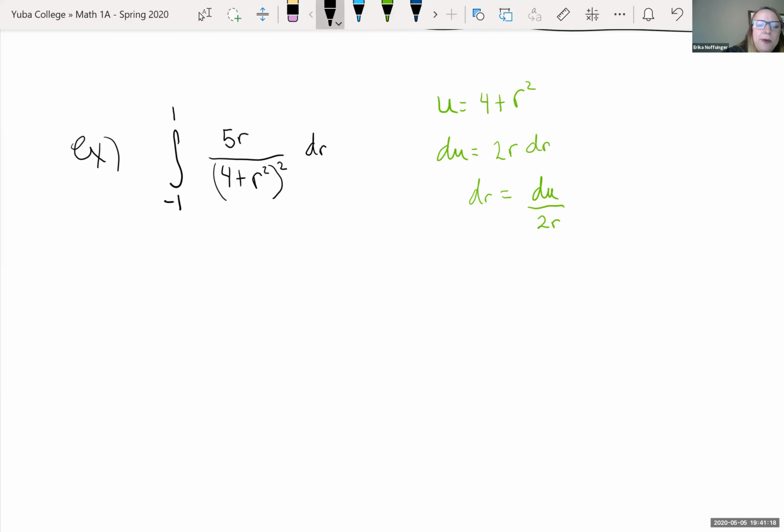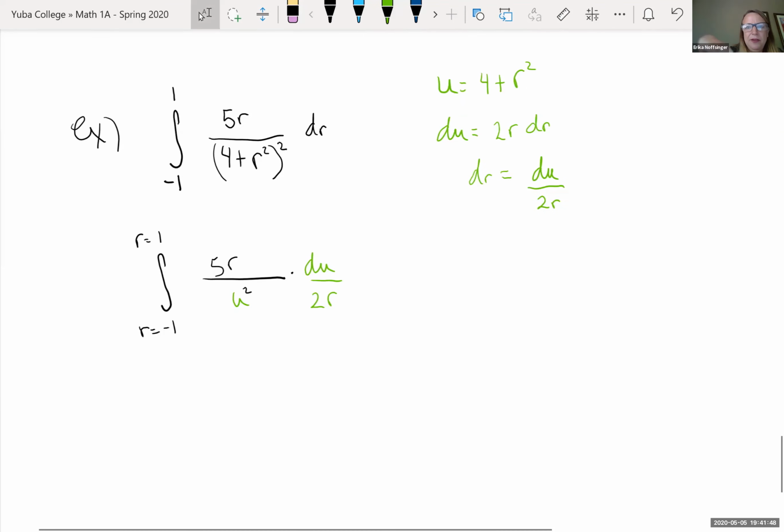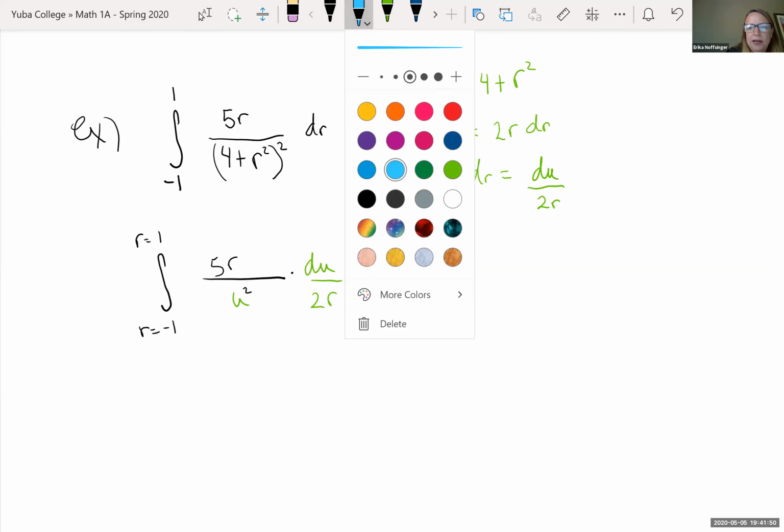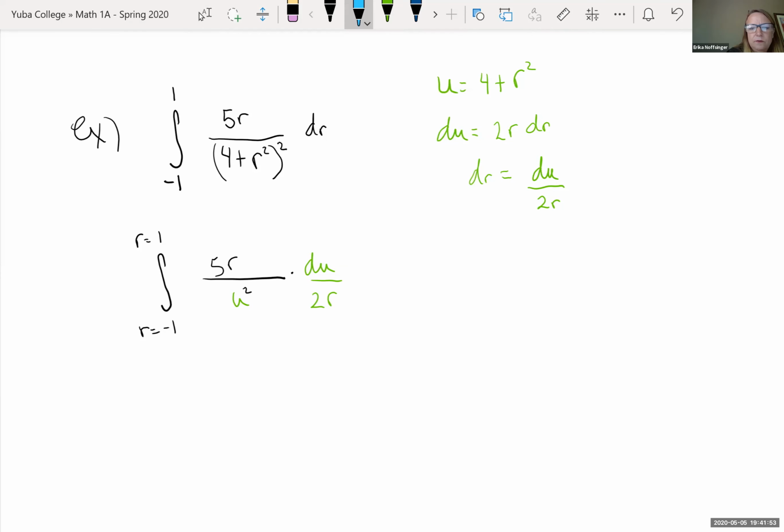Okay, so now when I go back and substitute in, if you don't change these bounds, I want you to put in the variable that it represents. So this is r is -1, r is equal to 1. 5r all over, well, this is just u squared times dr, and dr is du over 2r. So what happened, I wanted it to happen and it did. Those r's are going to cancel. So now it's in a form that I know how to integrate.